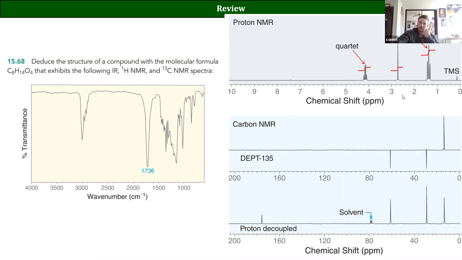So if you had that bottom red structure, that singlet would be further to the left? Exactly. If we had the bottom red structure, we would expect the quartet and the singlet to be switched.